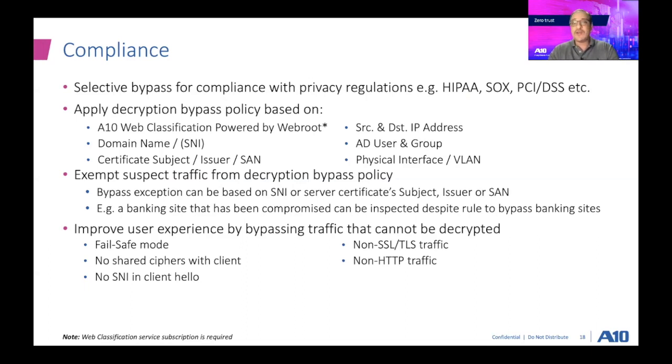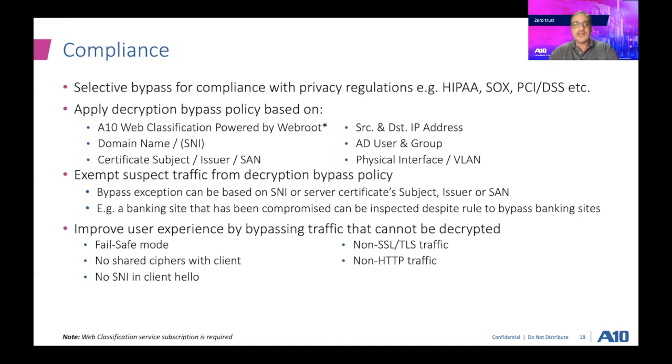Now, how can we understand and gather all these categories together? By having an integration with a third party that has a cloud and keeps this list updated. And we check the SNI and the certificate manipulation. So we understand this is a healthcare sector, or this is a financial sector. Based on this, we can bypass. Also, certificate subject name is very important.